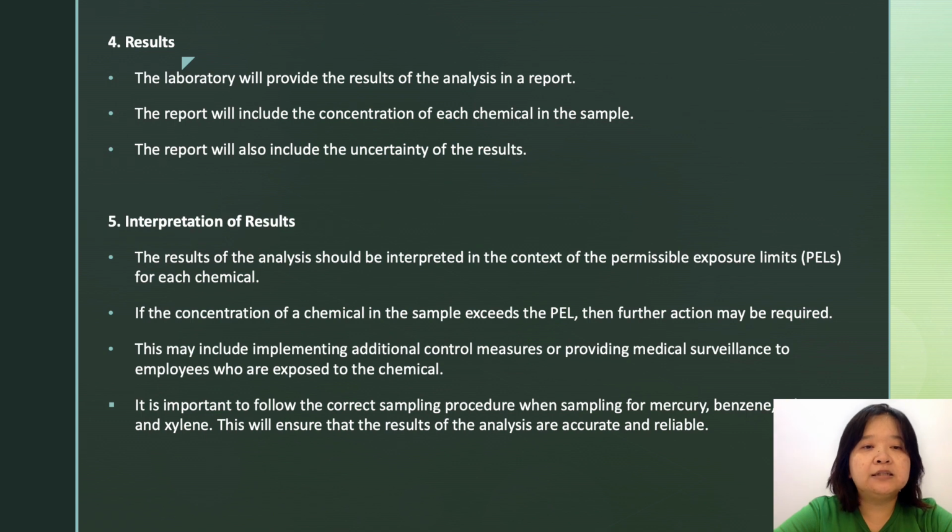The result of analysis should be interpreted in the context of permissible exposure limits of each chemical. If the concentration of chemical in the sample exceeds, then further action may be required. This may include implementing additional control measures, providing medical surveillance to employees who are exposed to the chemical. And it's important to follow the correct sampling procedure when sampling for mercury, benzene, toluene, and xylene. This will ensure the results of analysis are accurate and reliable.